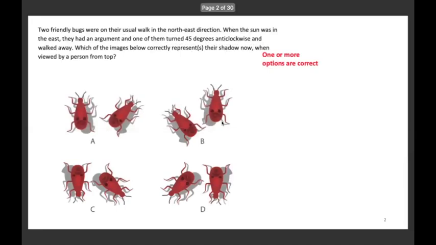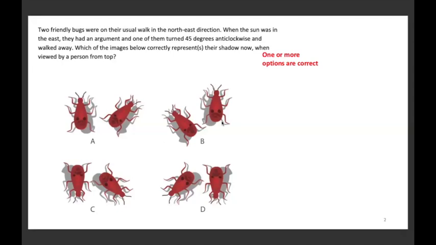The first question for the day. Two friendly bugs were on their usual walk in the northeast direction. When the sun was in the east, they had an argument, and one of them turned 45-degree anti-clockwise and walked away. Which of the images shows the correct representation of the shadow as viewed by a person from the top?